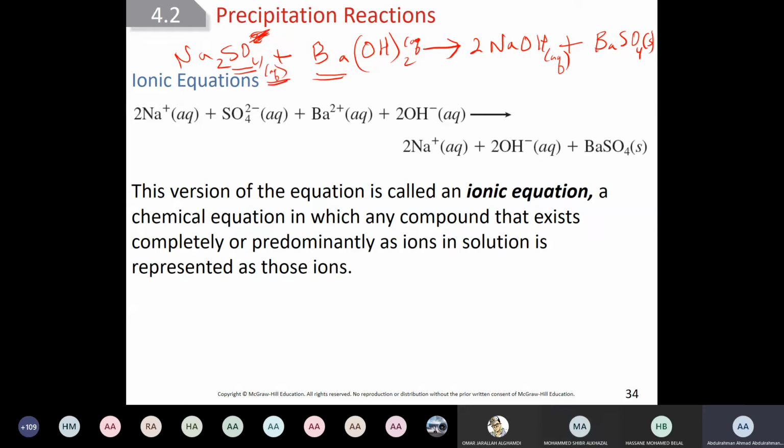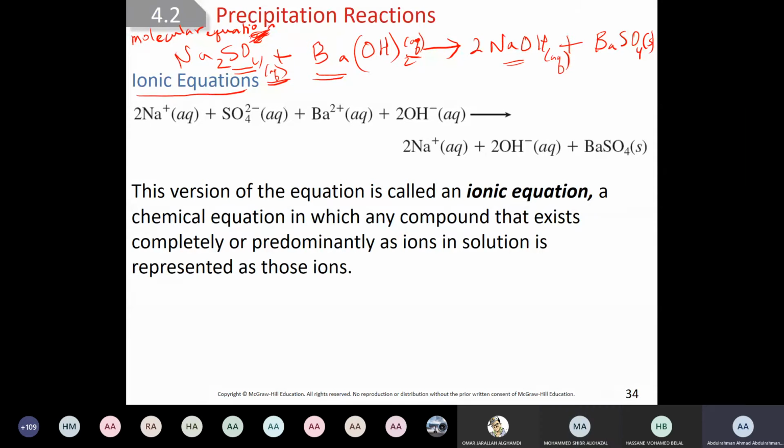Why did I write aqueous here? Because these compounds are dissolved in water, so they are aqueous. But this compound is a precipitate. We call the first equation the molecular equation. Write this name: molecular equation.